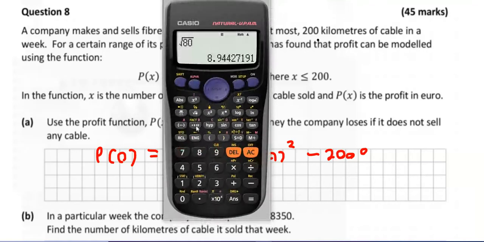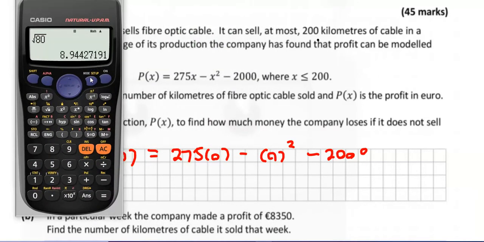Now, I'm going to be quite lazy about this. So what I'm going to do is I'm going to do an f of x function, like so. And I'm going to put the function into my calculator: 275x minus x squared minus 2000. Okay, start at 0. Let's go up as far as 200. Let's go up in tens.